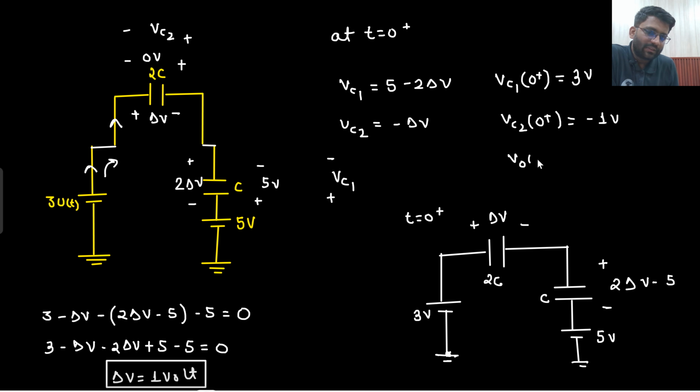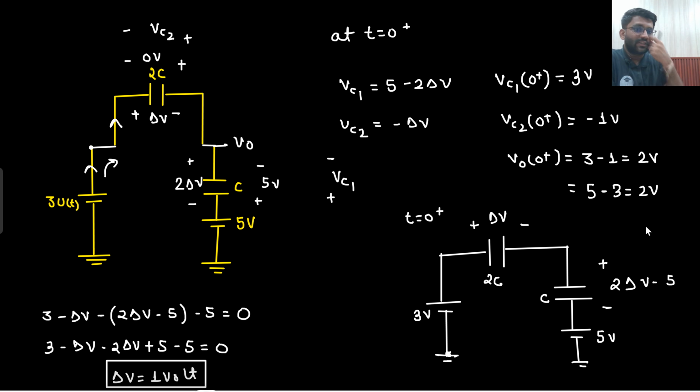Can you find out V0 at 0 plus now? What will be V0 at 0 plus? So V0 at 0 plus will be nothing but 3 plus Vc2. Because this voltage is 3, this was your V0. Right? This node is V0. So 3 plus Vc2, which is minus 1. So that is coming out to be 2 volt. Or you can write down, it would be equals to 5 minus Vc1. Vc1 is 3. So that will also come out to be 2. So at 0 plus, we have found out the voltage.